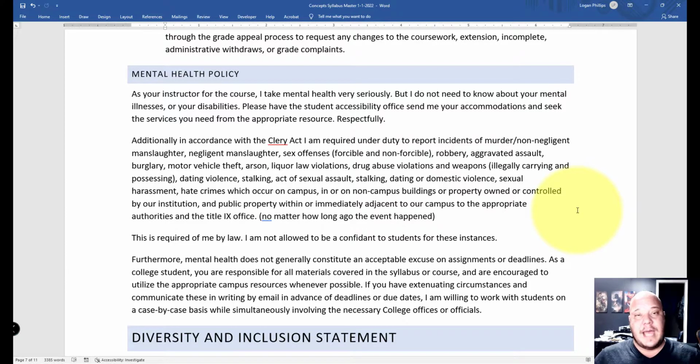We are required to report it, both to the Disability Resource Center and to the appropriate authorities, law, legal, whoever that is. And so anything you tell us in confidence will be shared with other people. So keep that in mind. You're free to come and tell me anything you want, but understand that I will have to legally tell other people what you've informed me of.